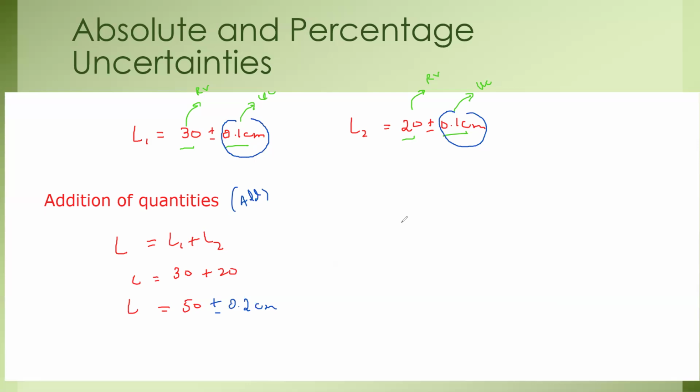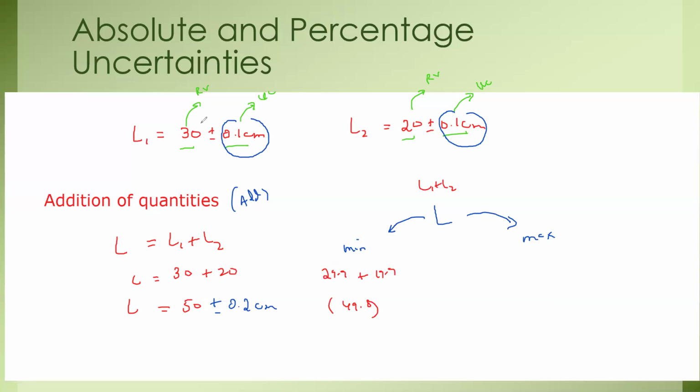Because if we have L, this L can have a minimum value or a maximum value. What will be the minimum value of L? Because L is the sum of L1 plus L2, what will be the minimum value of L when the values of L1 and L2 are smaller? This will be 29.9 for L1. And what about the value of L2? It is 19.9. So when we add them, what do we get? We get 49.8. That's the minimum value of L.